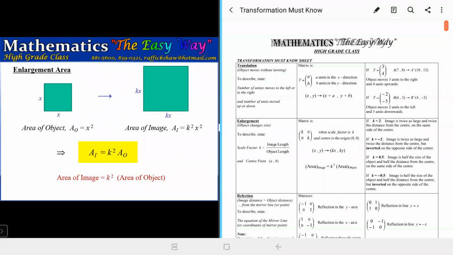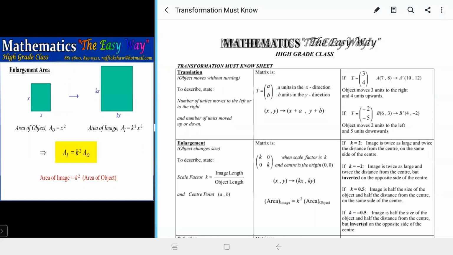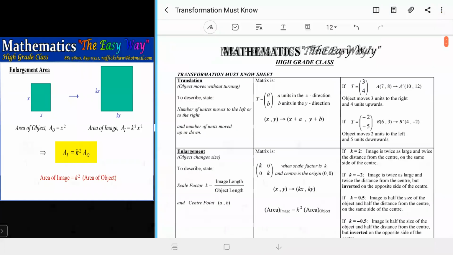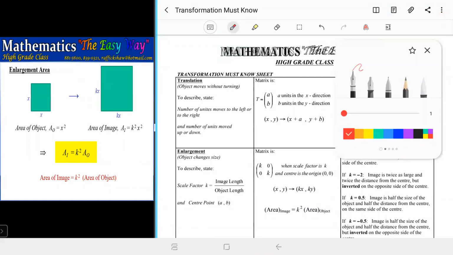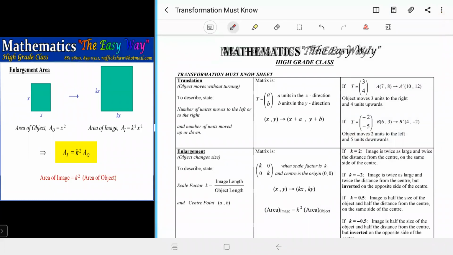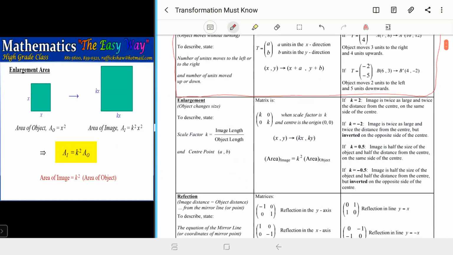All right. So what did I give you to study yesterday? This is what we did so far. What are the things you're supposed to study and know before? You're supposed to know translation first. Study everything in translation. Understand everything there. Now you're supposed to know enlargement.